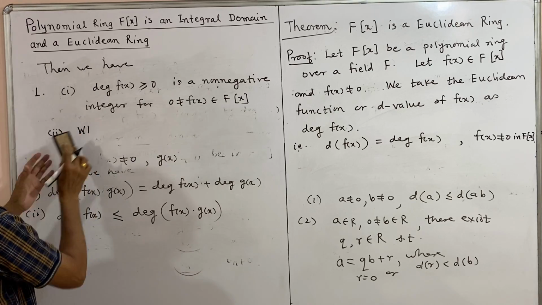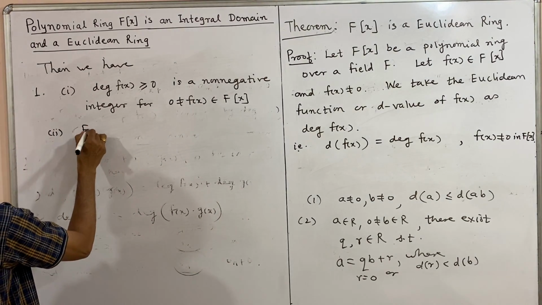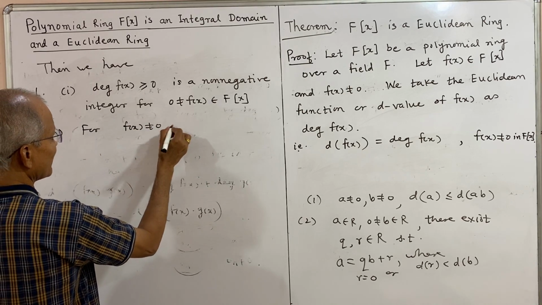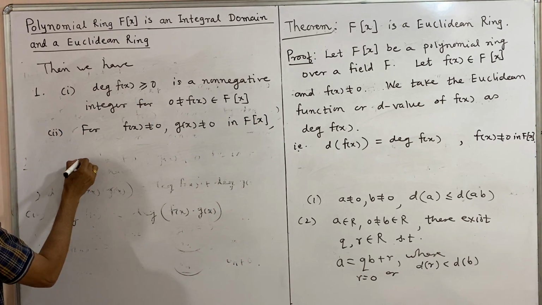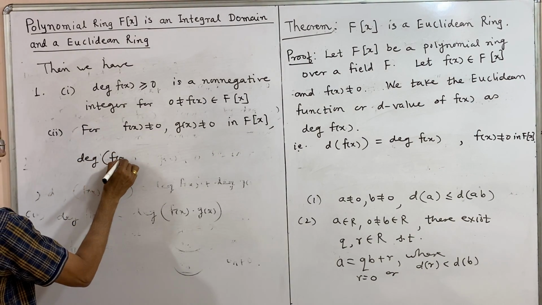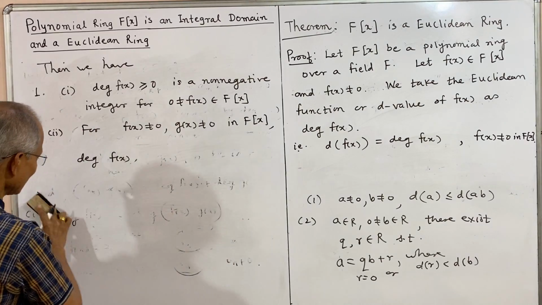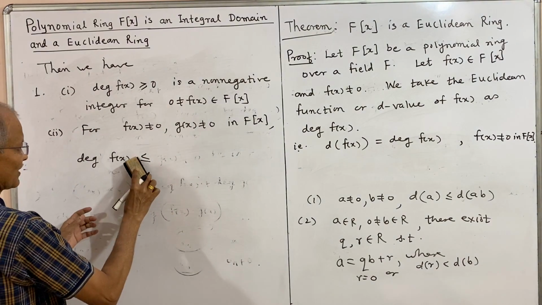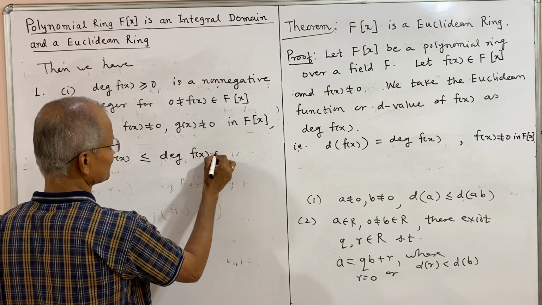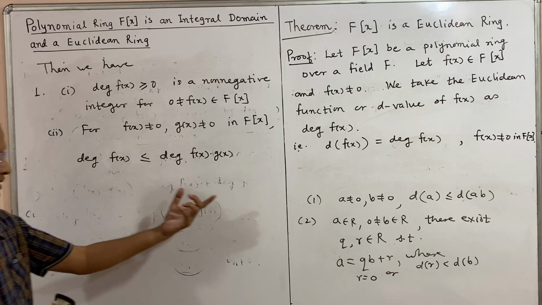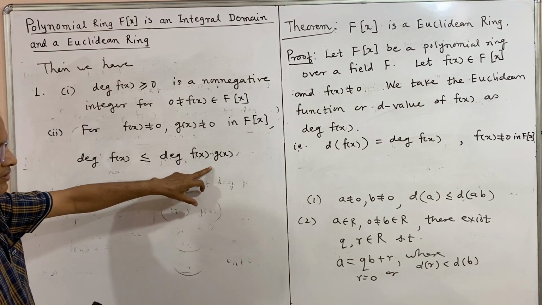Second, for these two non-zero polynomials, f(x) not equal to 0, g(x) not equal to 0 in F[x], the degree of f(x), or d of f(x) by notation, is less than or equal to the degree of f(x) into g(x), as we have noted here, and that proves this condition: d of a is less than or equal to d of ab, degree of f(x) less than or equal to degree of f(x)g(x).